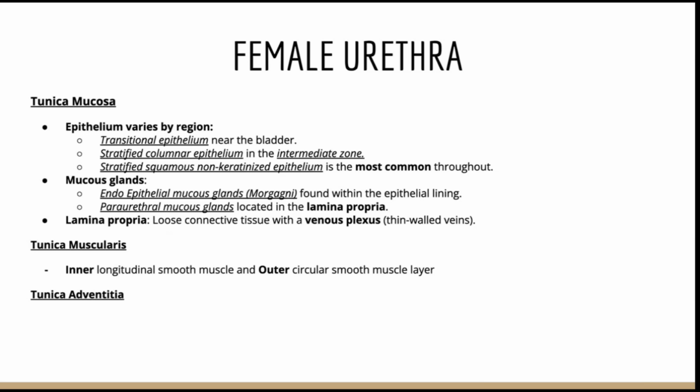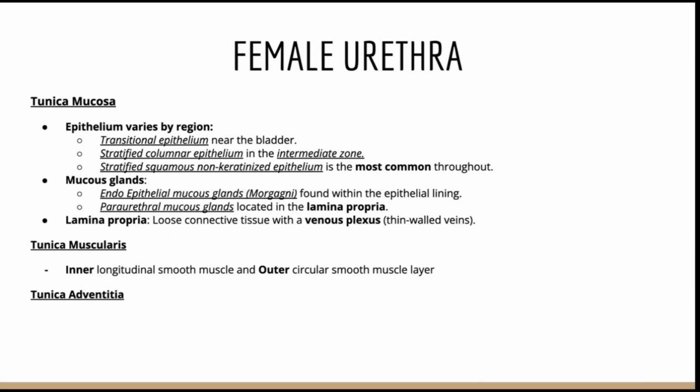Now, when we talk about the female urethra, there is no slide for this, but you need to know the theory for this. So when we talk about the tunica mucosa, the epithelium varies by regions. We have the transitional epithelium, which is near the bladder. Then we have the stratified columnar epithelium in the intermediate zone, and then we have the stratified squamous non-keratinized epithelium, which is the most common throughout the female urethra.